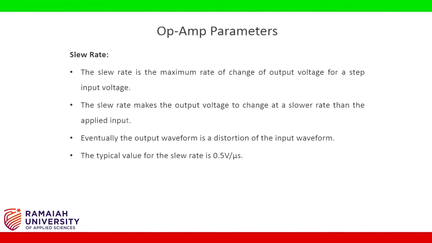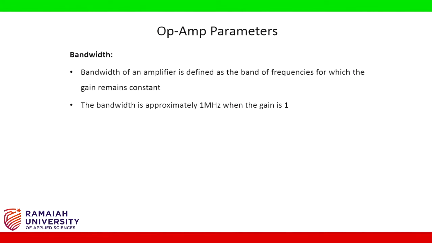Slew rate. The slew rate is defined as the maximum rate of change of output voltage for a step input voltage. The slew rate makes the output voltage change at a slower rate than the applied input. Eventually, the output waveform is a distortion of the input waveform. The typical value for the slew rate is 0.5 volts per microsecond. Bandwidth. Bandwidth of an amplifier is defined as the band of frequencies for which the gain remains constant. The bandwidth is approximately 1 MHz when the gain is 1.